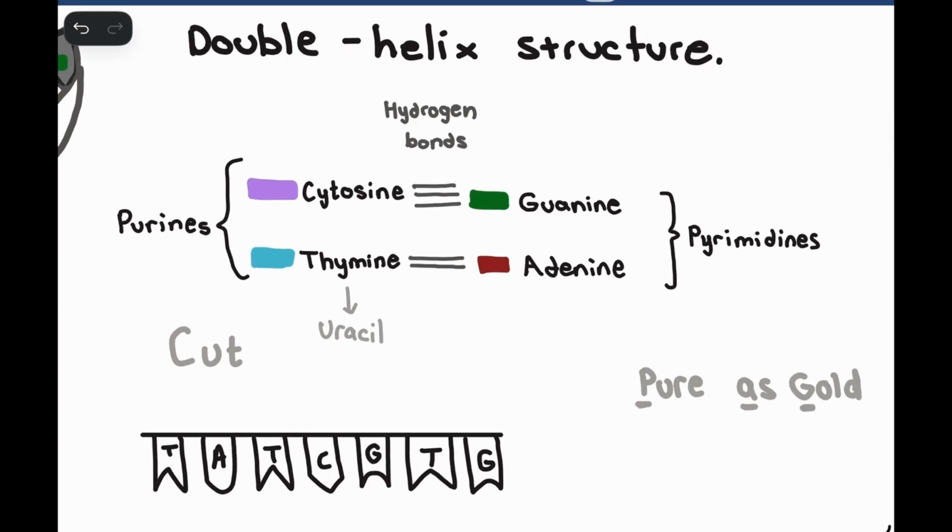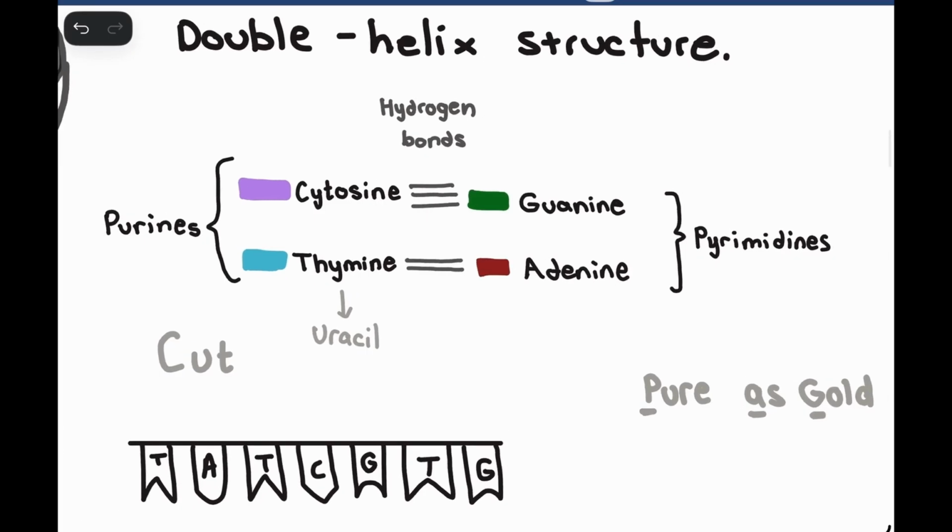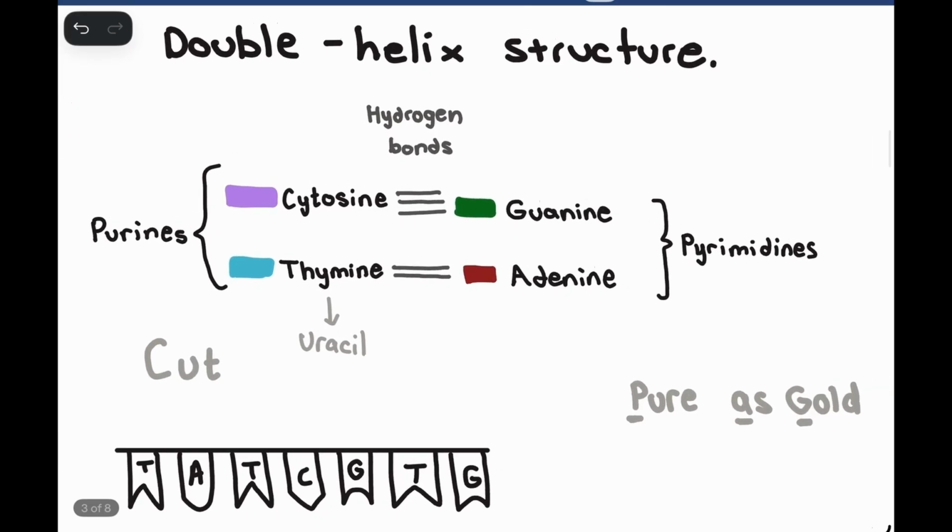Cytosine and thymine are under purines, and guanine and adenine are under pyrimidines. Cytosine and guanine bond together, and thymine and adenine bond together. Cytosine and guanine specifically bond with 3 hydrogen bonds. And remember, hydrogen bonds are weak. Thymine and adenine bond with 2 hydrogen bonds.